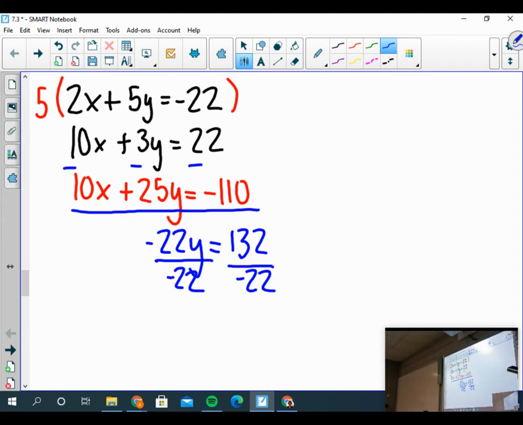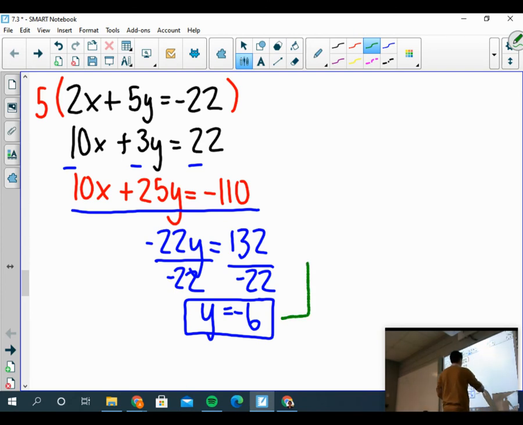And when I do that, I get y equals negative 6. Now, I'm not done yet. That is just the y coordinate. Again, we've said it a billion times. This is the y coordinate of where those two lines are going to intersect. It is the y coordinate of the xy coordinate pair that will make both of these equations true. So how am I going to find the x coordinate?